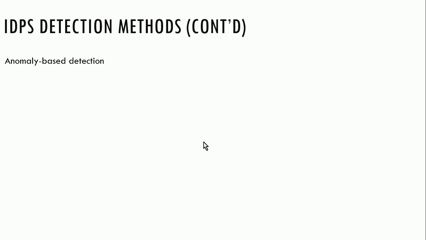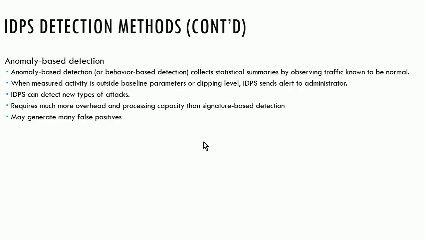So the other type is anomaly-based detection, which is behavior-based detection, which collects statistics and summaries by observing traffic that's known to be normal. And when activity is outside the baseline parameters, then we know something is wrong. I'll give an example of that. Let's say at 2 o'clock in the afternoon, historically our network traffic has always been at a certain level. And one day the IDS notices that for a sustained period of time, the network traffic has far exceeded that normal level. That would raise an alert because something probably is wrong. Something just doesn't feel right, right?